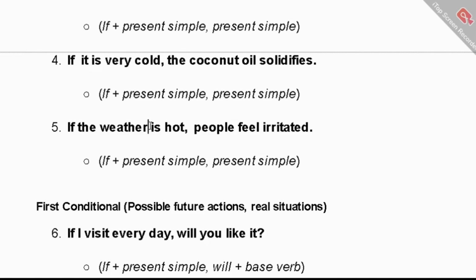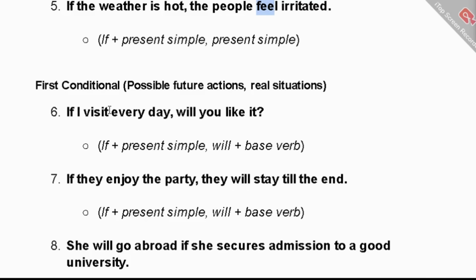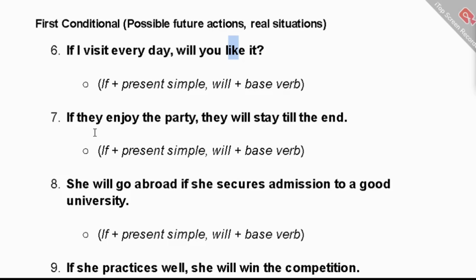Now let's see the first conditionals. If I visit every day, will you like it? So here visit is present simple plus will plus V1. So it's first conditional. Here you can see the structure. If they enjoy the party, they will stay till the end. Again enjoy is simple present V1, and here we have will plus V1.